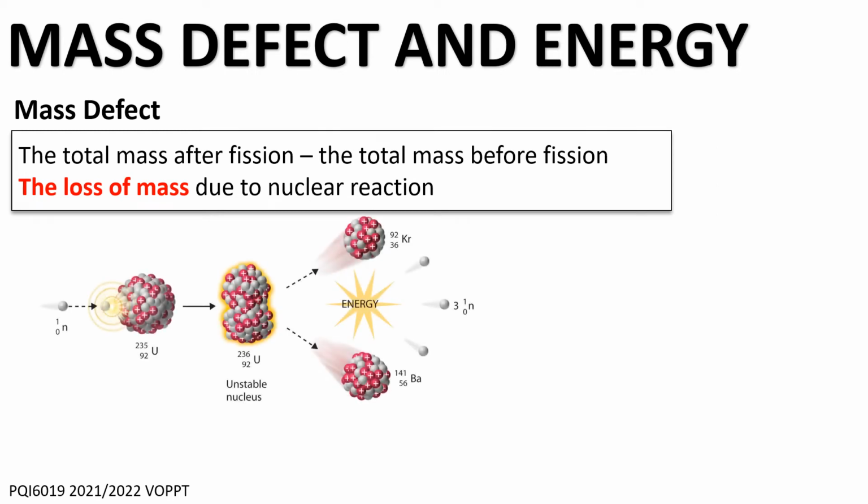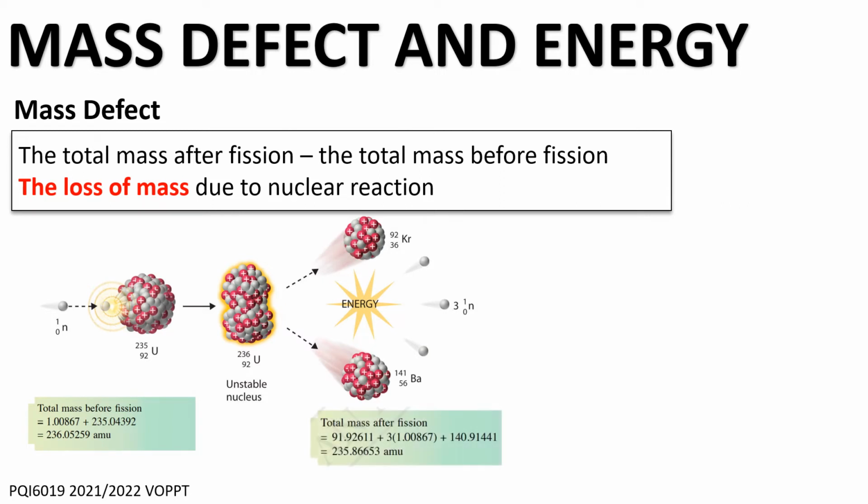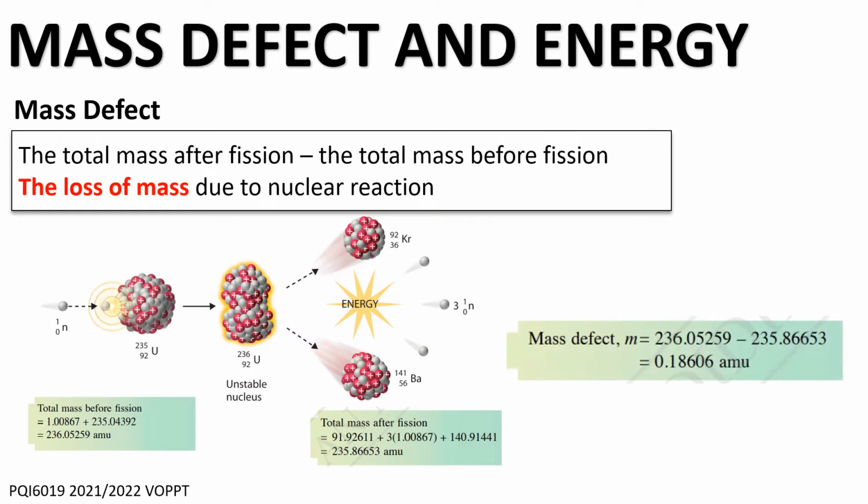Alright, you are familiar with this figure, right? This is nuclear fission. So, the total mass before fission is here, and this is the total mass after fission here. There is a slight difference. There is a mass loss in this reaction. So how do we find the mass defect? The mass defect is the mass after fission minus the mass before fission, and you will get the mass defect here.